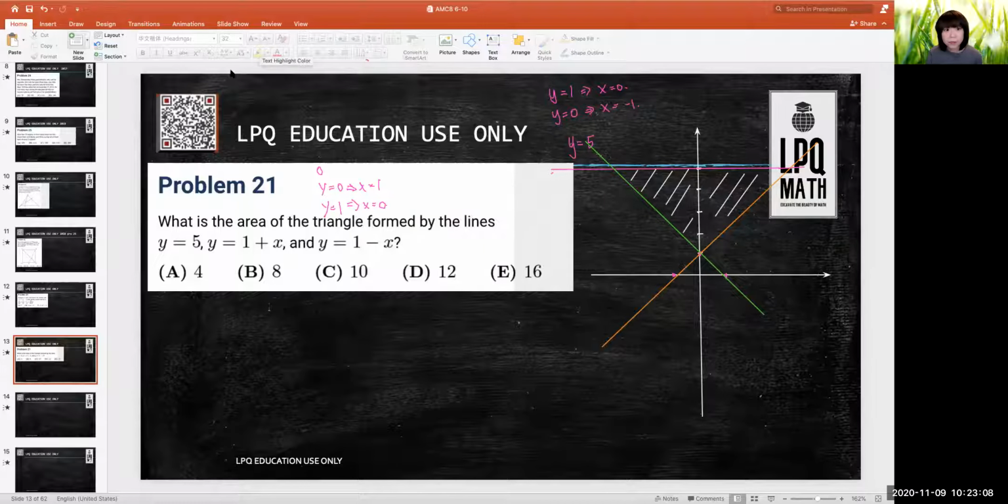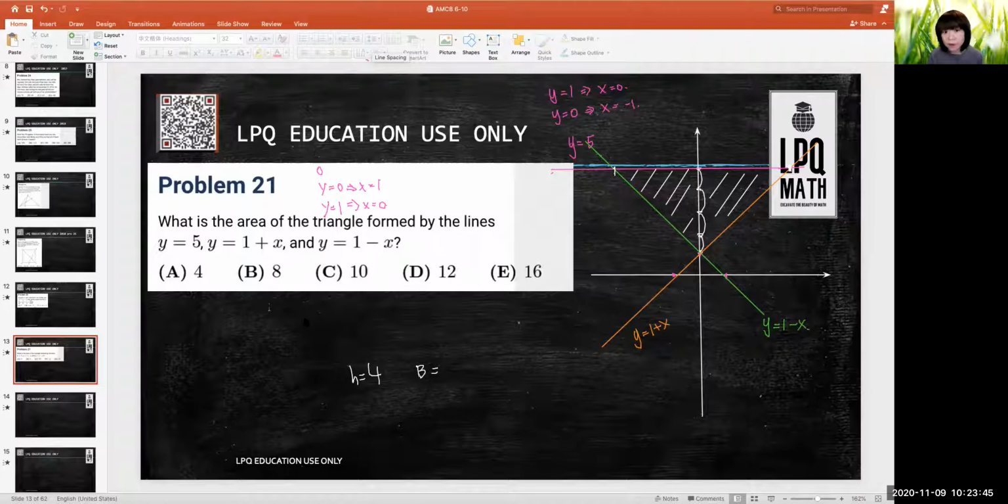When we take a look, this is nothing hard at all, because it's obviously an isosceles triangle with a height of 1, 2, 3, 4. The height is 4, and what is the base? The base is from here to here. The orange line is y equals 1 plus x, and the green line is y equals 1 minus x.